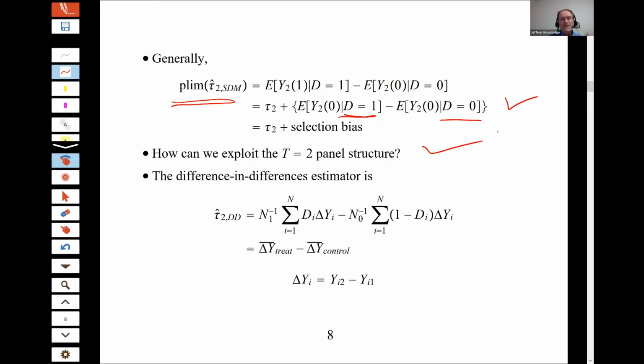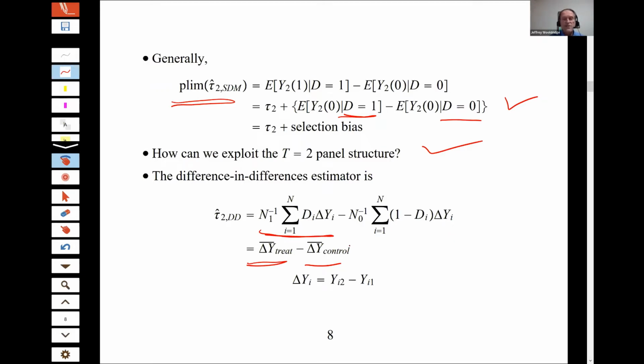Instead of looking at the difference in means in the second time period, in the panel data case, we look at the change in the Y from period 1 to 2, and we average that for the treated units, and then we subtract off the change in the Y for the control units. So you can see where the name difference in differences comes from, because we're differencing over time. That's the first difference. And then we're creating the difference in the averages over the changes, and that's the second differencing. Hence the name difference in differences.